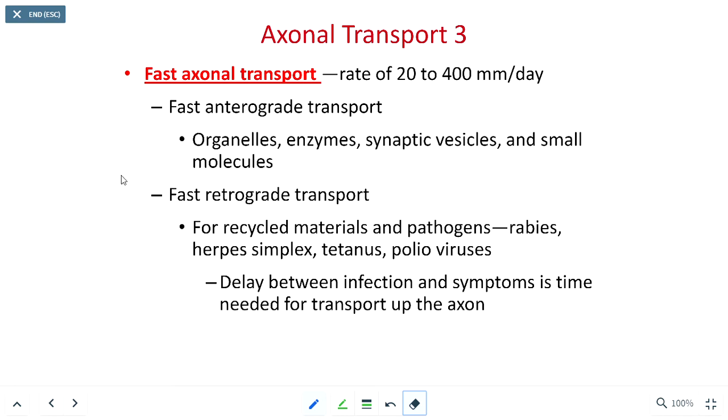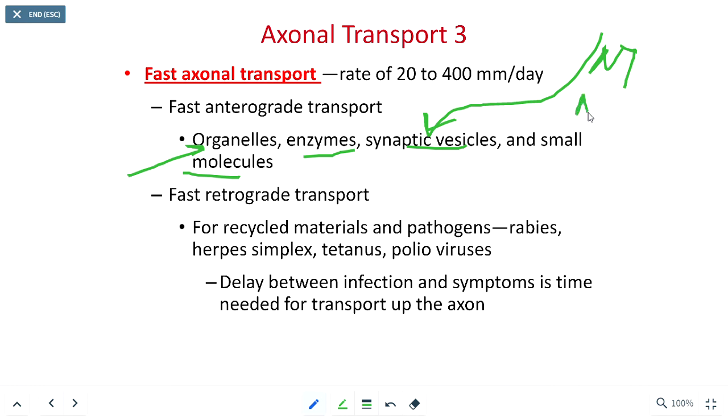And what kind of things do we move quickly? We are going to move organelles, enzymes, synaptic vesicles, and small molecules. And especially, I want to strongly emphasize the synaptic vesicles filled with a bunch of neurotransmitters, NT for neurotransmitters. Synaptic vesicles filled with neurotransmitters make up a very large amount of the anterograde transport.